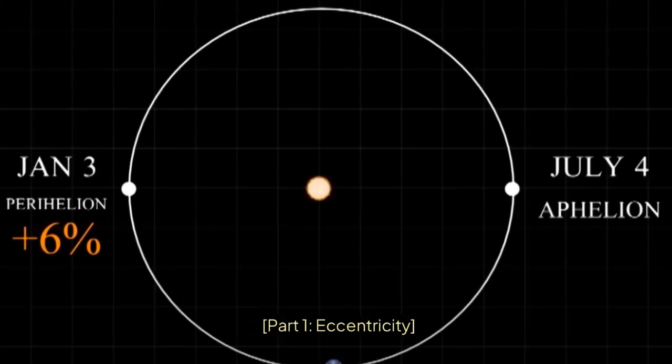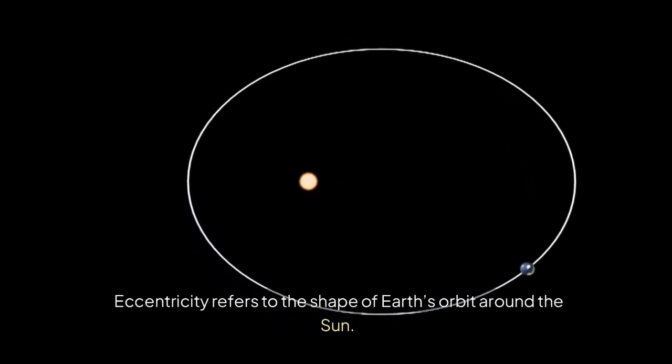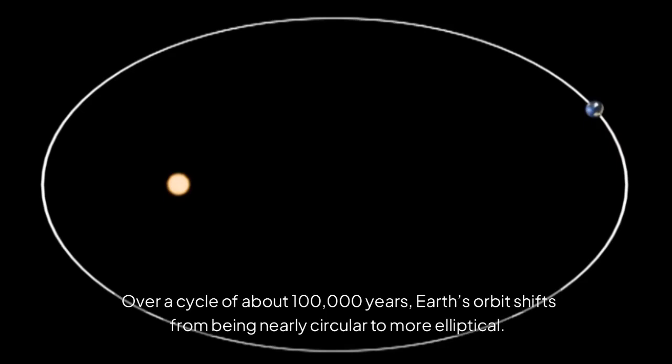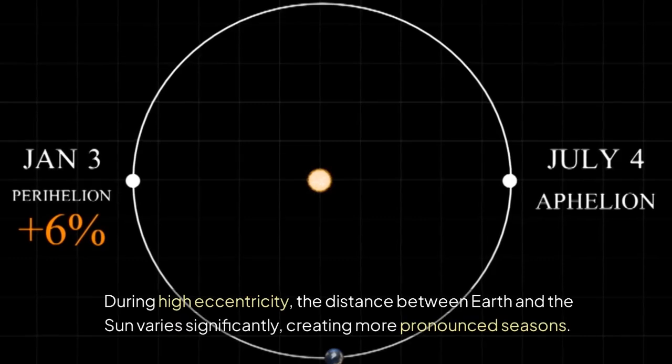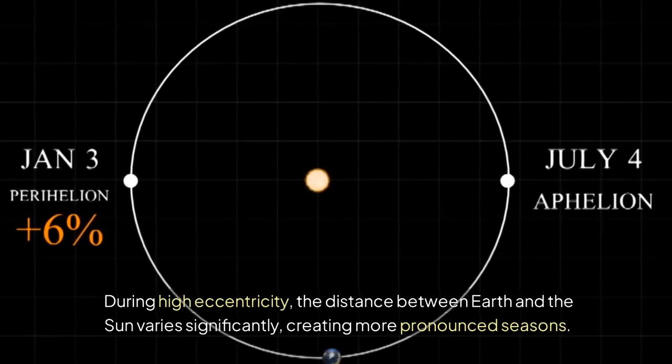Part 1. Eccentricity. Eccentricity refers to the shape of the Earth's orbit around the Sun. Over a cycle of about 100,000 years, Earth's orbit shifts from being nearly circular to more elliptical. During high eccentricity, the distance between the Earth and the Sun varies significantly, creating more pronounced seasons.